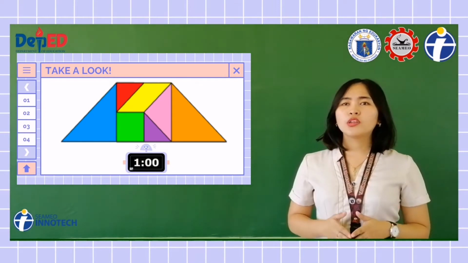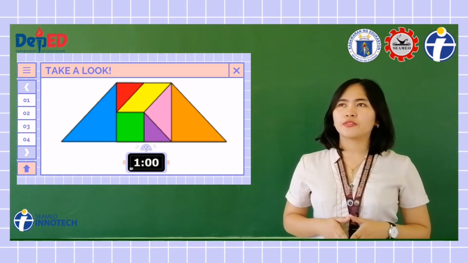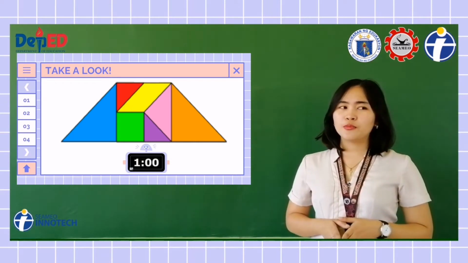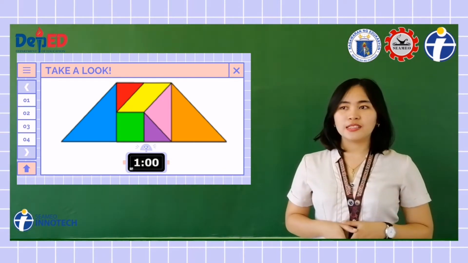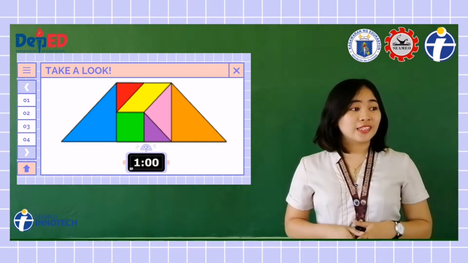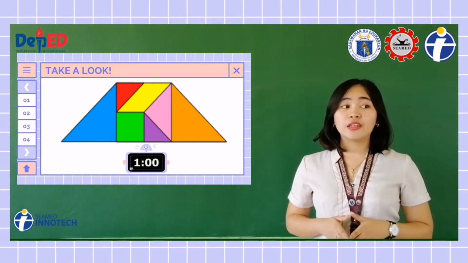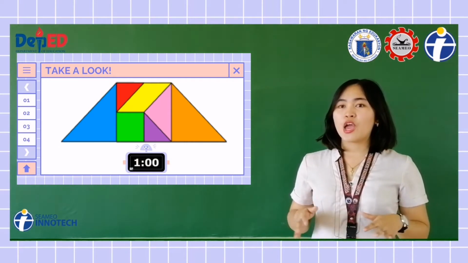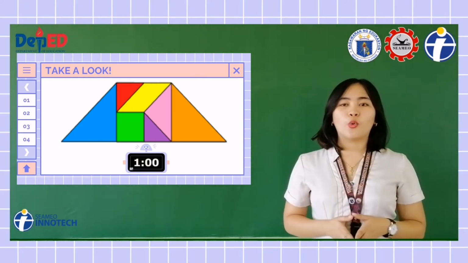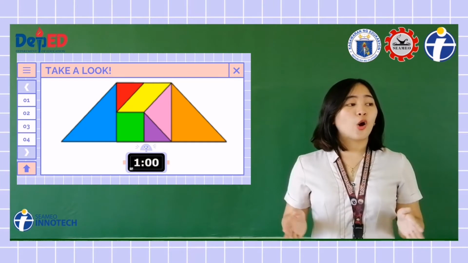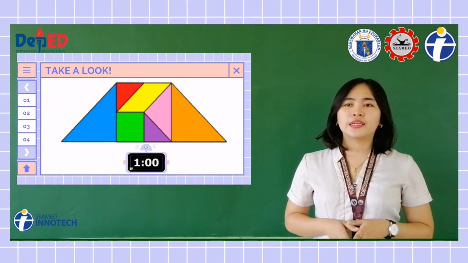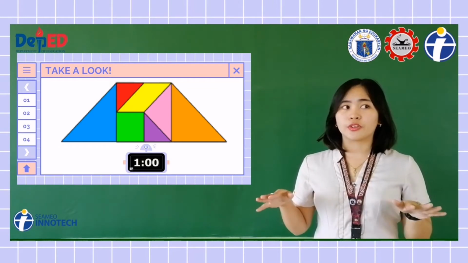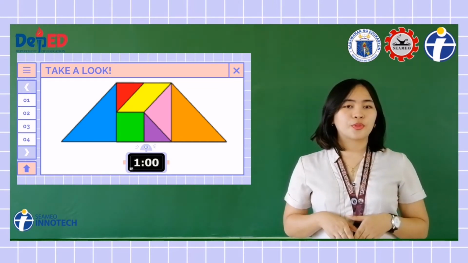Now I want you to observe our classroom and find an example of a polygon. You'll be given 10 seconds to do that. 10, 9, 8, 7, 6, 5, 4, 3, 2, 1. Okay, I know you have an object in your mind. Can you give me an example of a polygon that we can observe in our classroom?